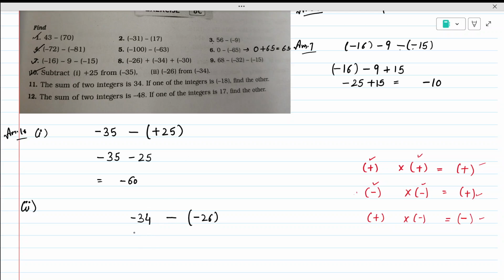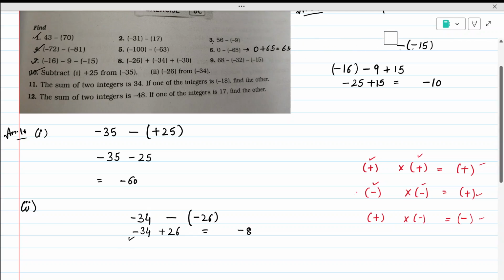So if we will simplify this, this will be minus 34. Minus into minus is plus. This is 26. So now we can solve this. Here we will get minus 8. Why minus? Because sign of the bigger number we have to pick. Okay. So this is how we can do these questions.